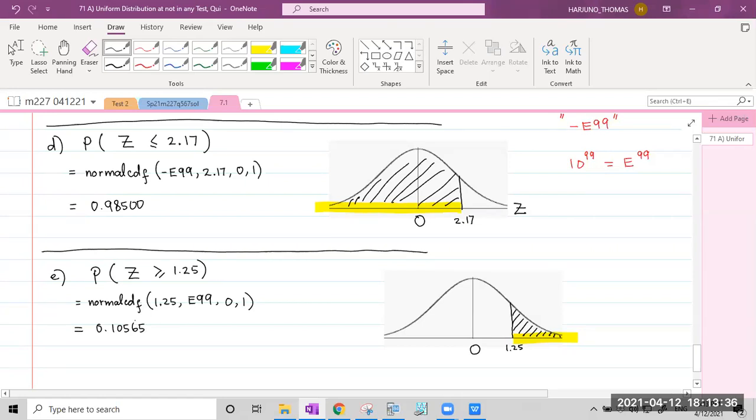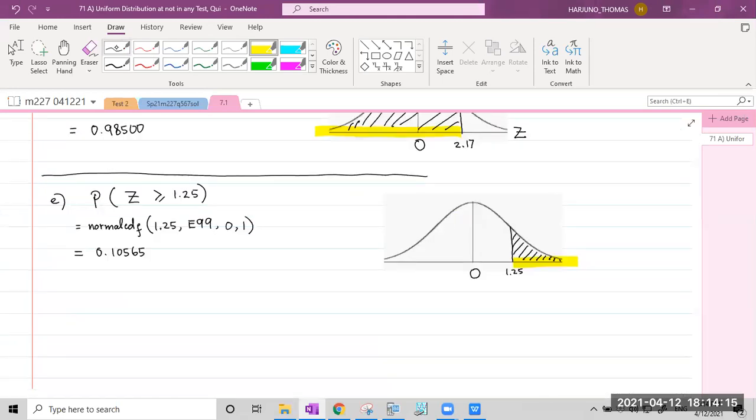So the only new thing from parts C, D, E is we replace infinity by 10 to the 99, which on our calculator we type as E99. That's the only new thing. What happened here is that so far in A, B, C, D, E, we tried to find the probability given the interval.